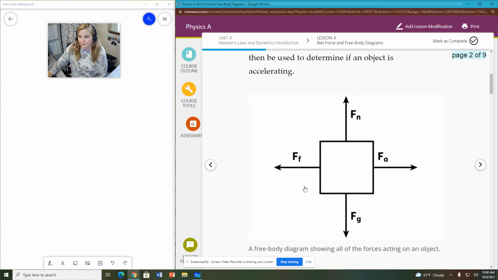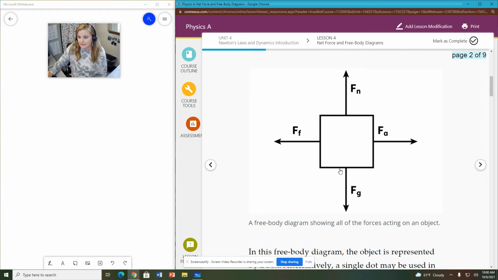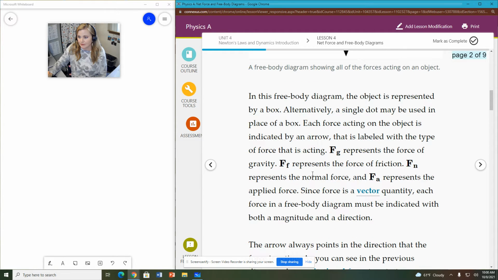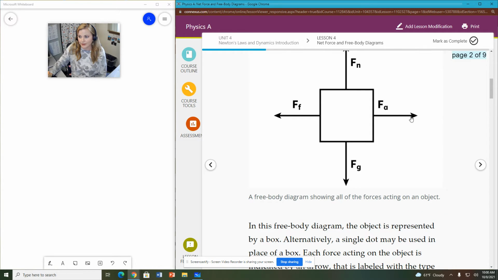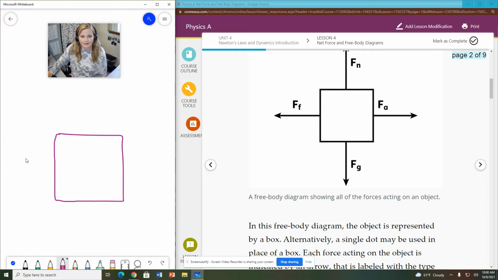So, for example, the applied force F sub A here, which is an arrow going in this direction, is representing pushing this box. Obviously, when you push the box, you are pushing it like that, right? But that's not how we draw the arrow indicating that force. They always act outwards from the object.